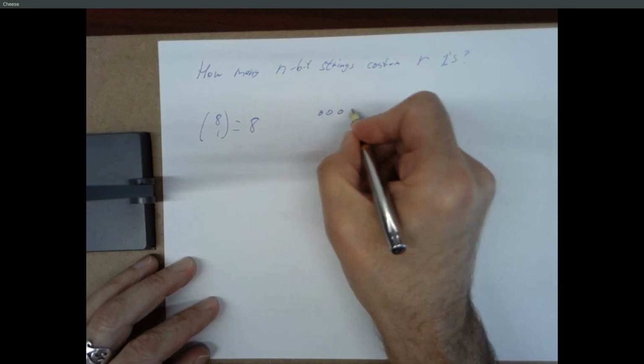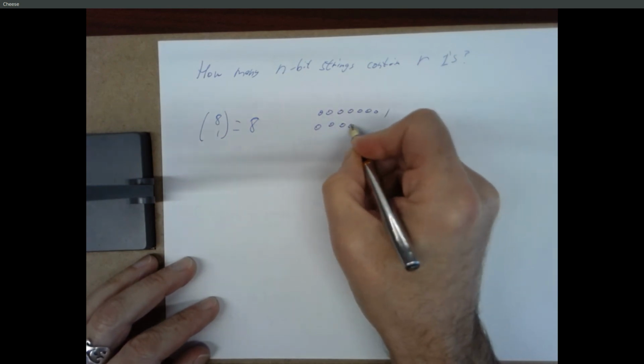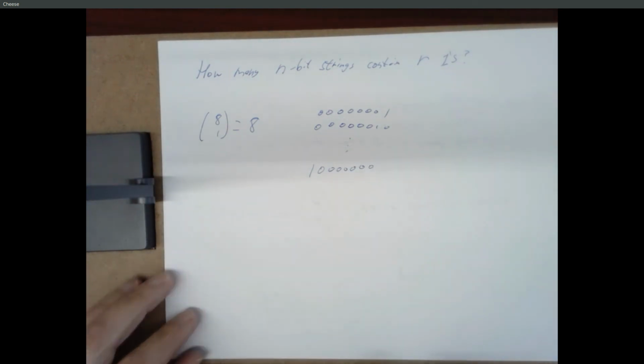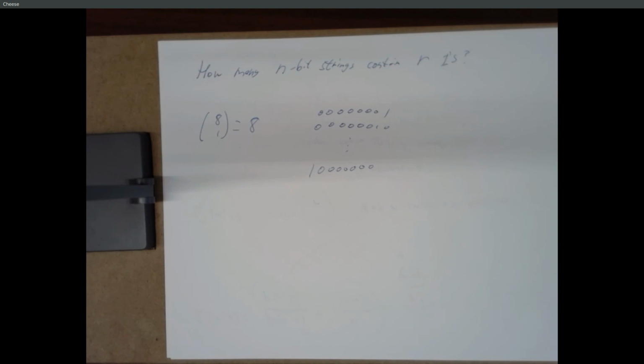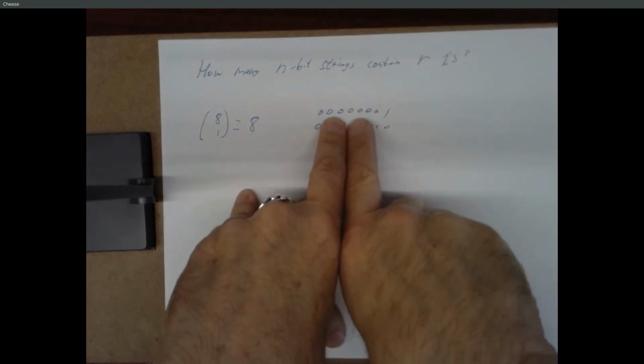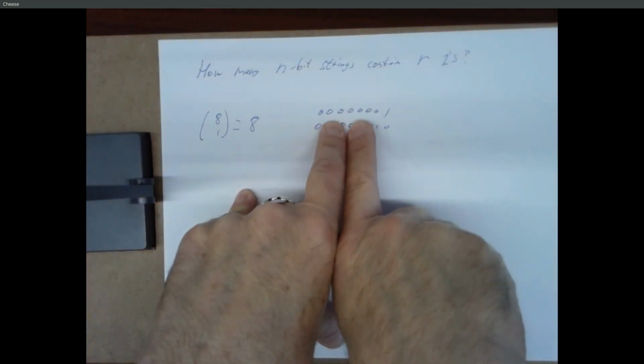It could be that, down to that. But how many 8-bit strings contain exactly 2 ones? Well, there's quite a few more, because those ones don't have to be next to each other. So we can think of this in terms of combinations, right? Because what do you have? You have 8 positions, and we want to choose 2 of them to contain ones.